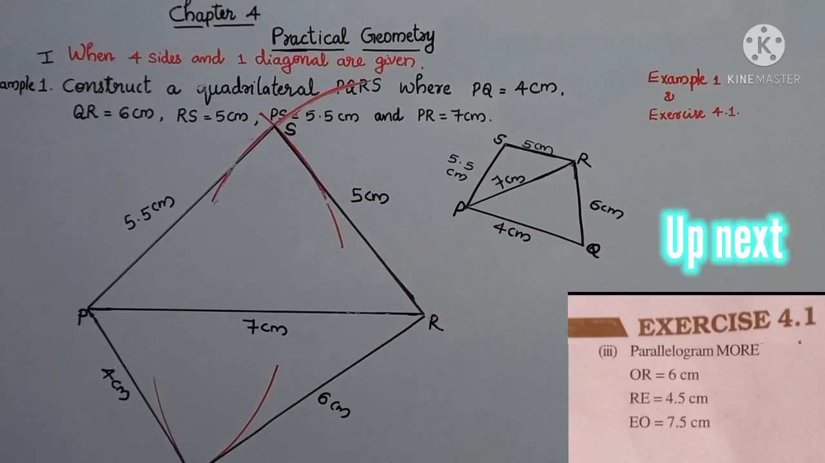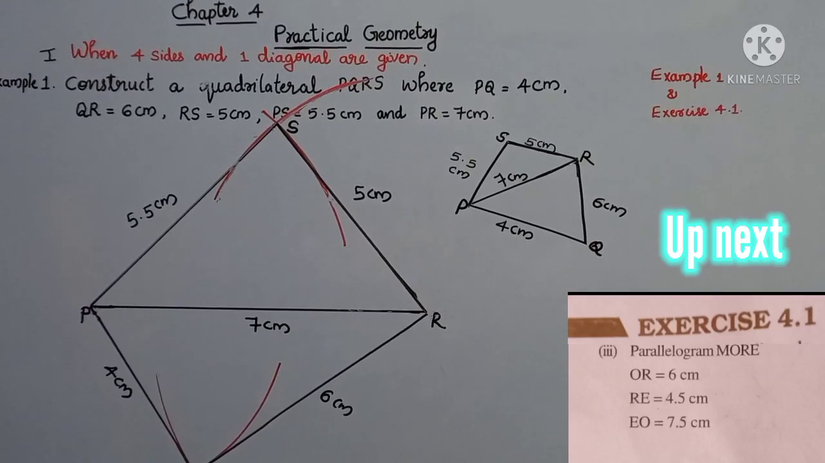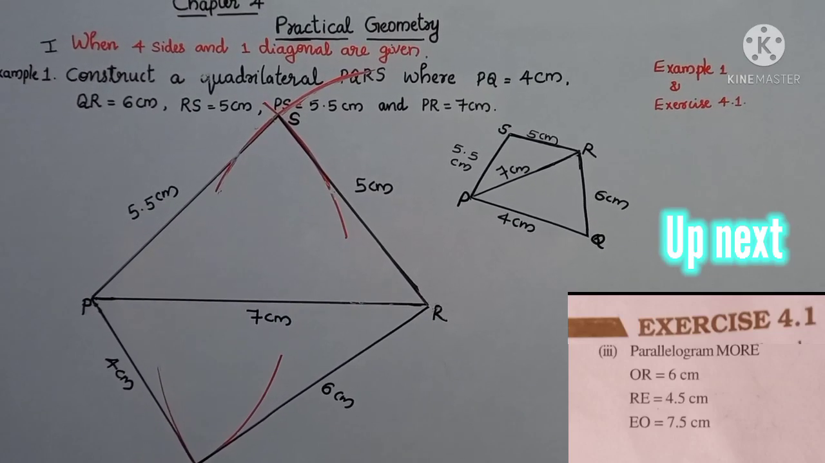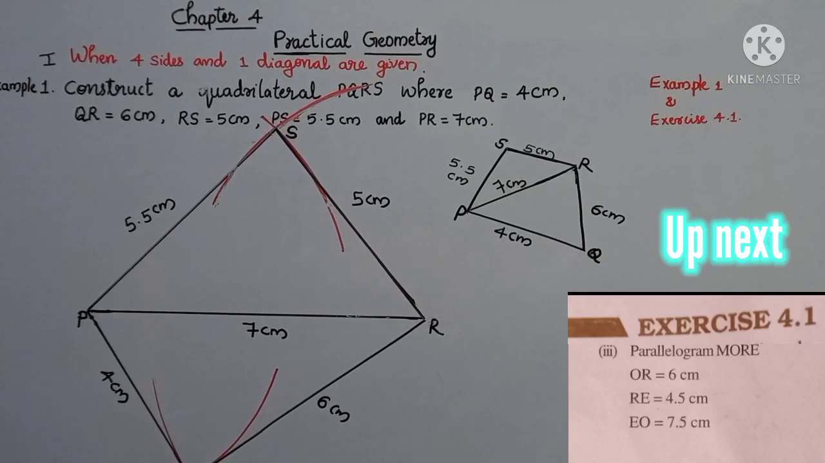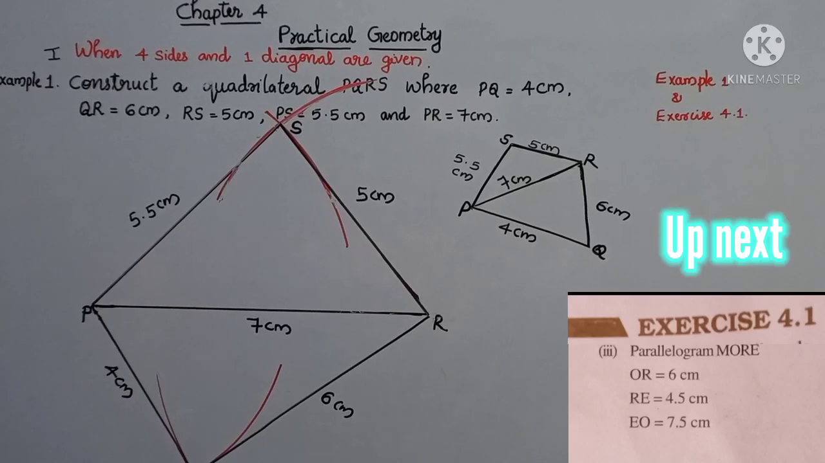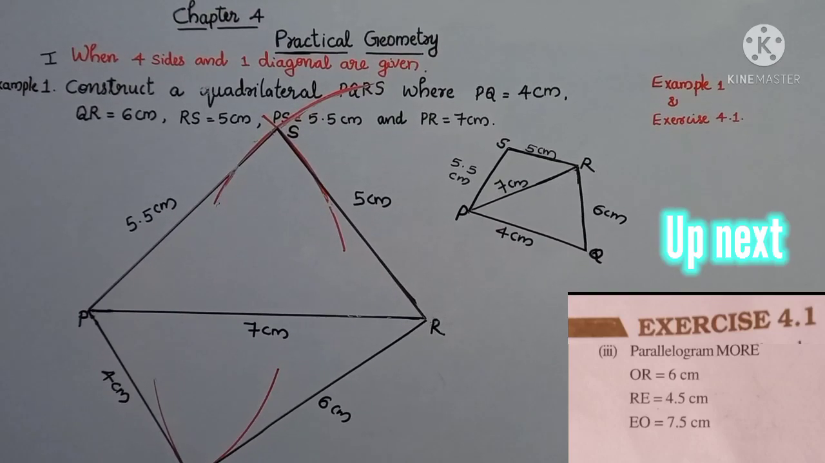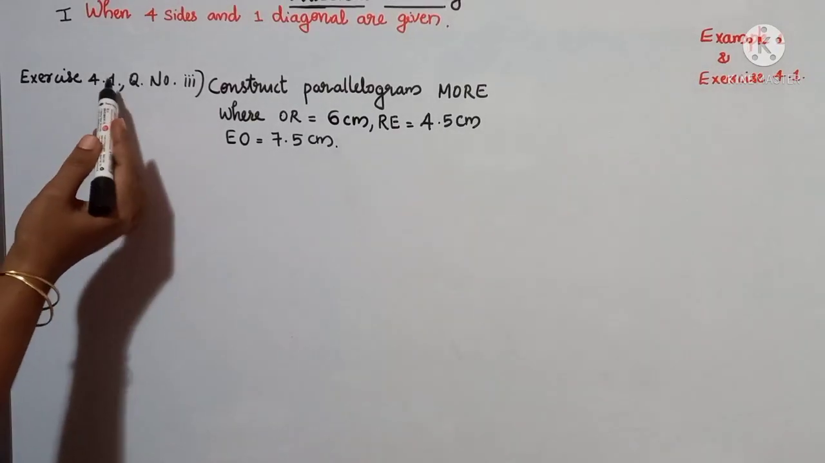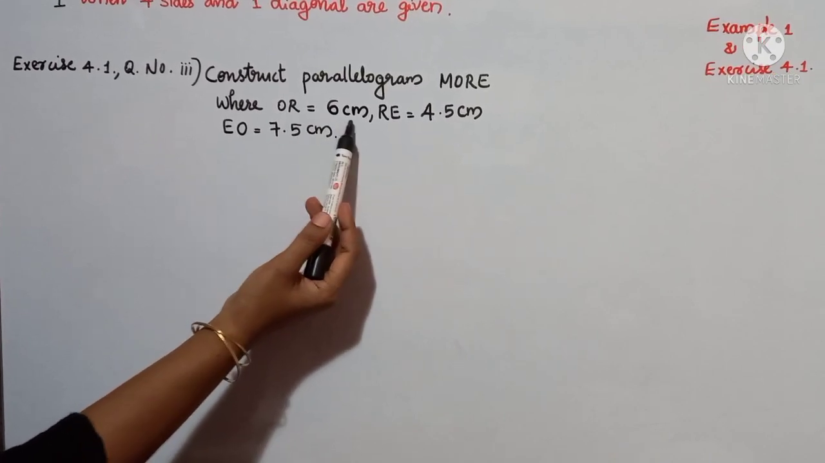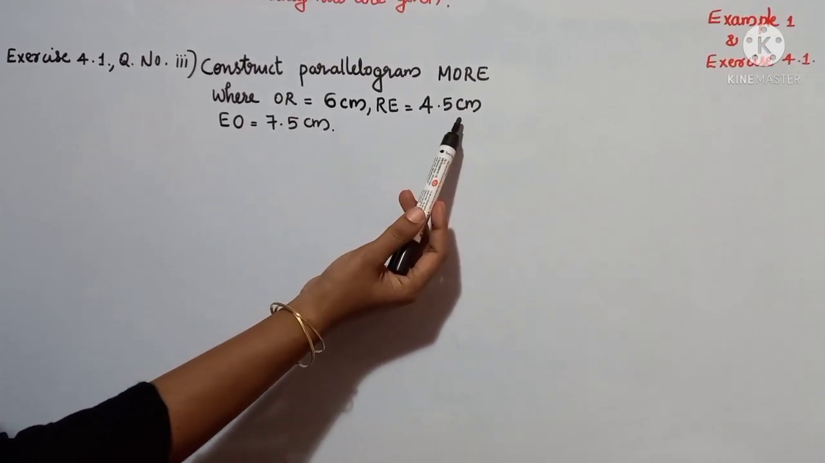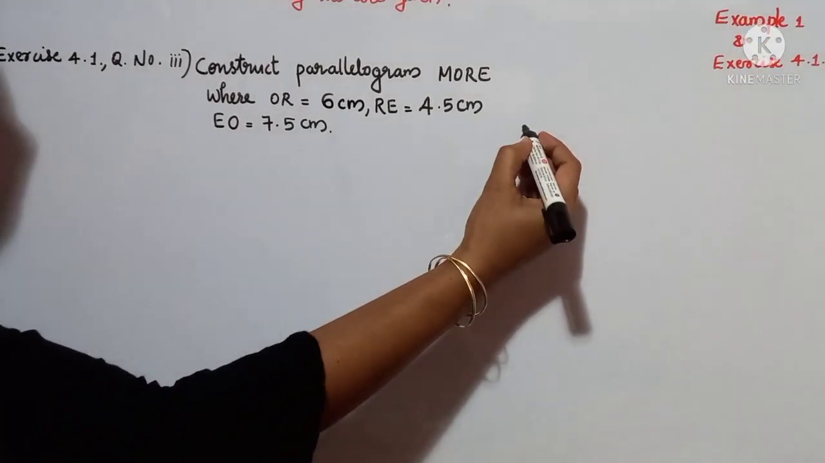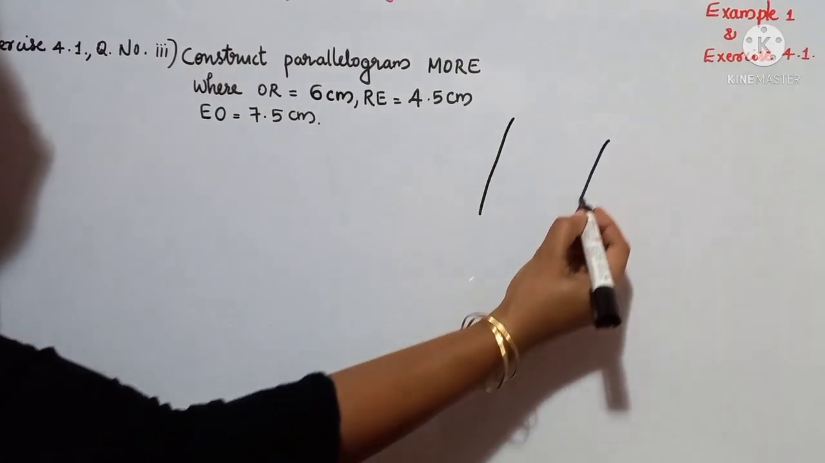Exercise 4.1, question number 1 and 2 are the same questions. No change at all, just the measurements changed. So you can construct them very easily. In a similar way you can construct quadrilateral ABCD and JUMP. Now I am doing the parallelogram MORE using the given measurements. Next we can do exercise 4.1, third question. Construct parallelogram MORE where OR is equal to 6 cm, RE is equal to 4.5 cm, EO is equal to 7.5 cm. First we can draw a rough sketch of this parallelogram MORE.